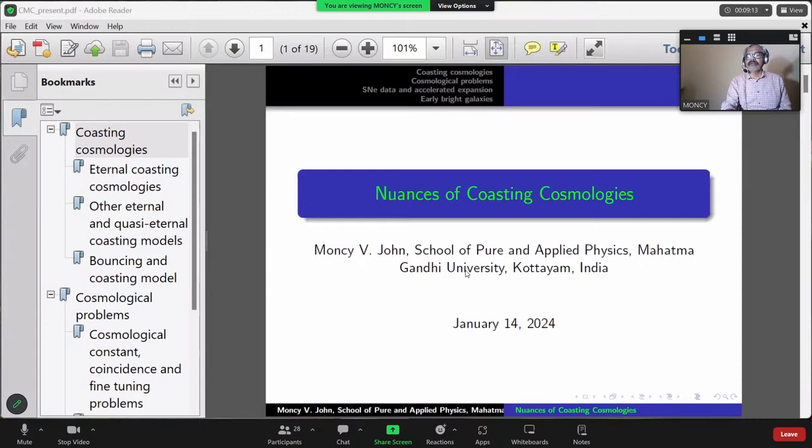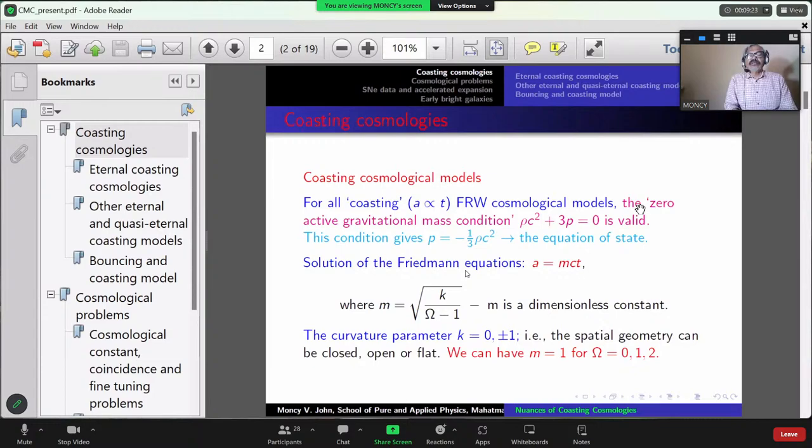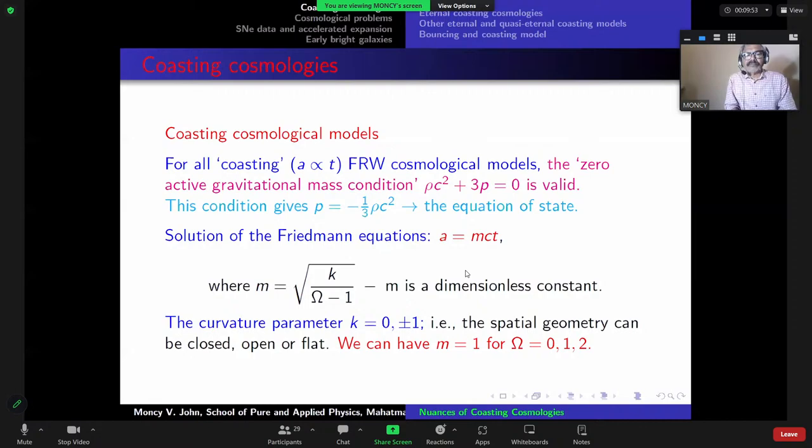So my talk is on nuances of coasting cosmologies. By coasting cosmology, what we mean is the scale factor varying linearly with time. And we are considering only the FRW cosmological models for the time being, the background space-time, the background universe.